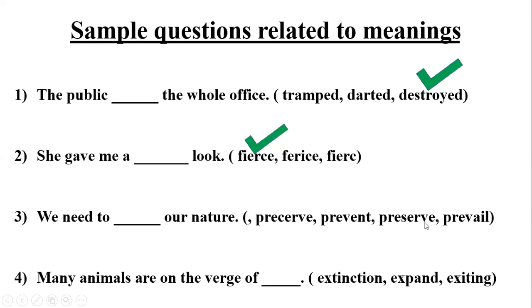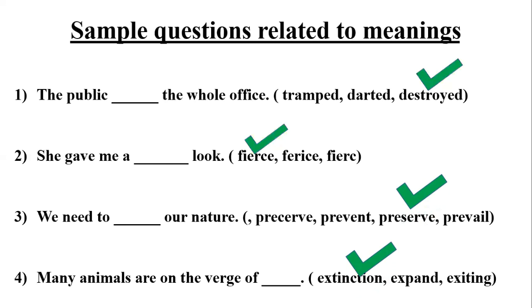Preserve is also there. Which is the correct option? Preserve. P-R-E-S-E-R-V-E. We need to preserve our nature. Clear? Next one. Many animals are on the verge of, there are three words again: extinction, expand, exiting. Which is the correct one? Extinction. Understood, children?